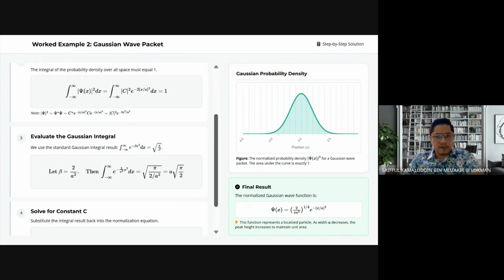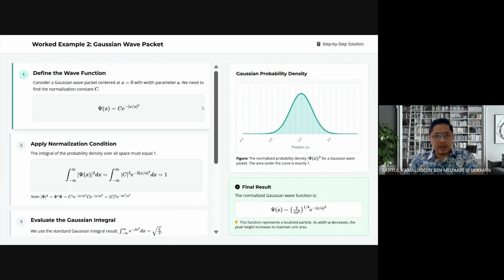We have 4 steps. Look at the first one: define the wave function. Consider a Gaussian wave packet centered at x equals 0 with width parameter a. We need to find the normalization constant C. So how do we define the normalization constant C?